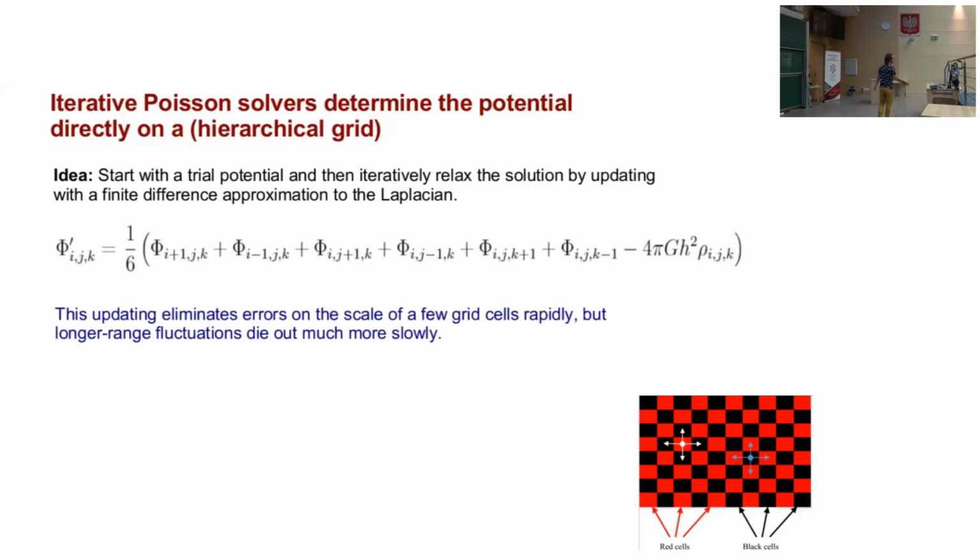This is much more involved, of course, and it takes time, and the problem is that the long-range errors and fluctuations die out very slowly in this relaxation. Errors at small scales, at the cell size, are very quickly replenished because you update the nearby cells, but you also have errors coming from large density fluctuations, larger than one cell, and these die out much slower.